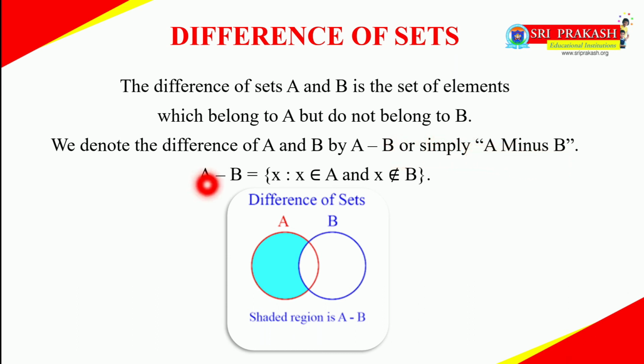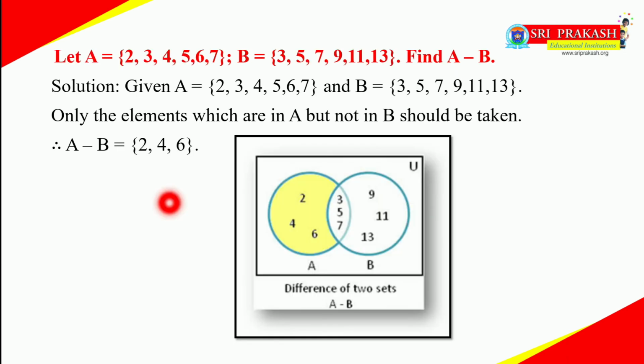The set builder form of A minus B is {x such that x belongs to A and x does not belong to B}. In this diagram, you can easily find that there are two sets A and B, and the highlighted part, the part that belongs to only A, represents A difference B. Let us learn some more things about A minus B by using a Venn diagram.